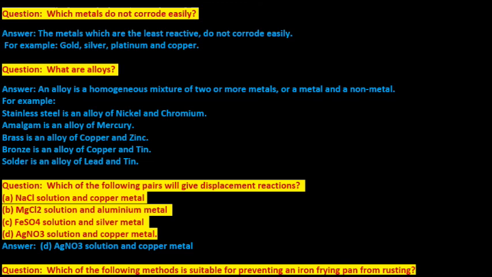Amalgam is an alloy of mercury. Brass is an alloy of copper and zinc. Bronze is an alloy of copper and tin. Solder is an alloy of lead and tin.